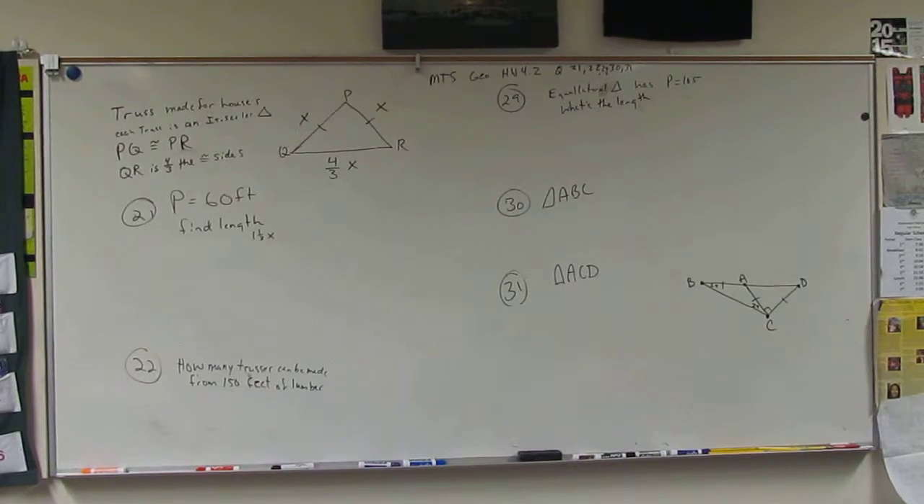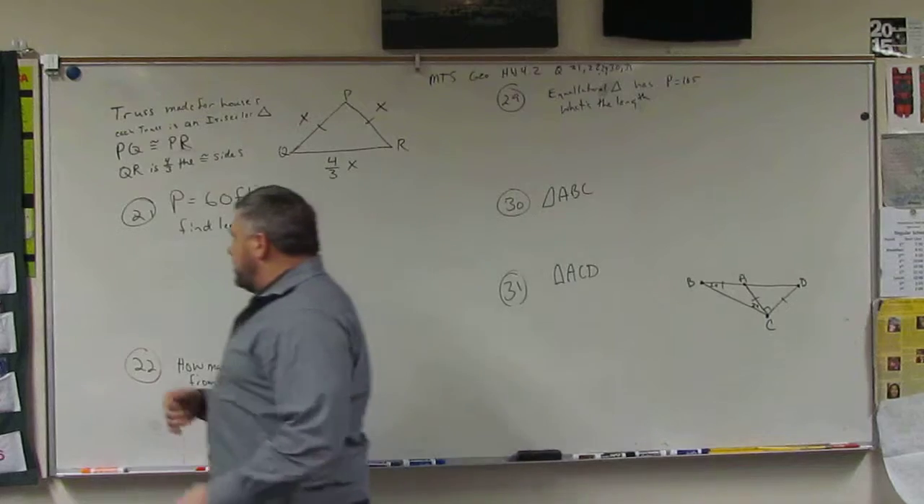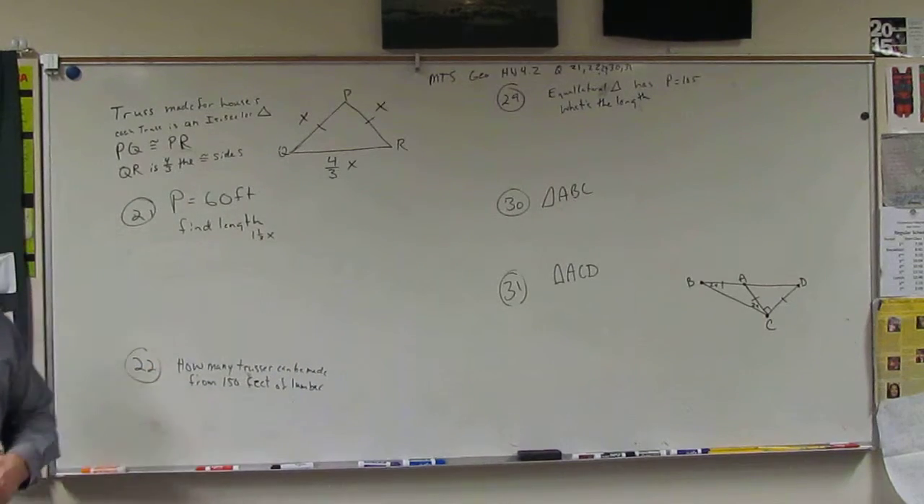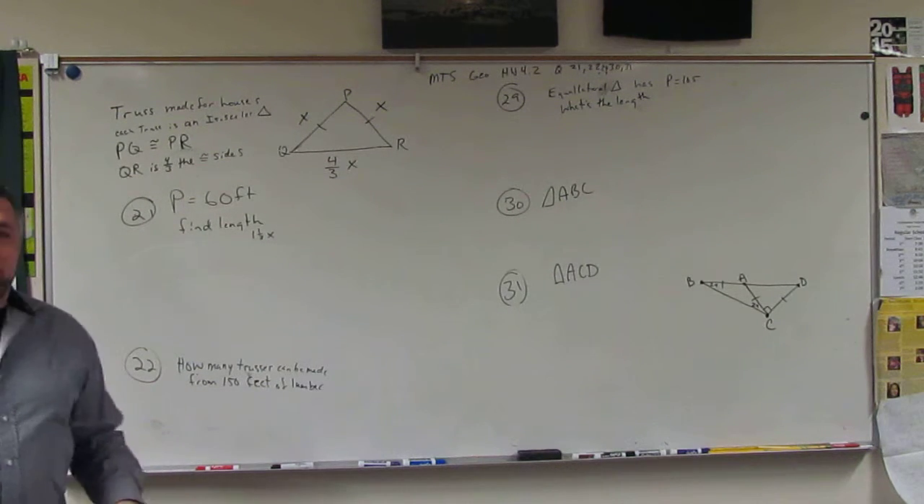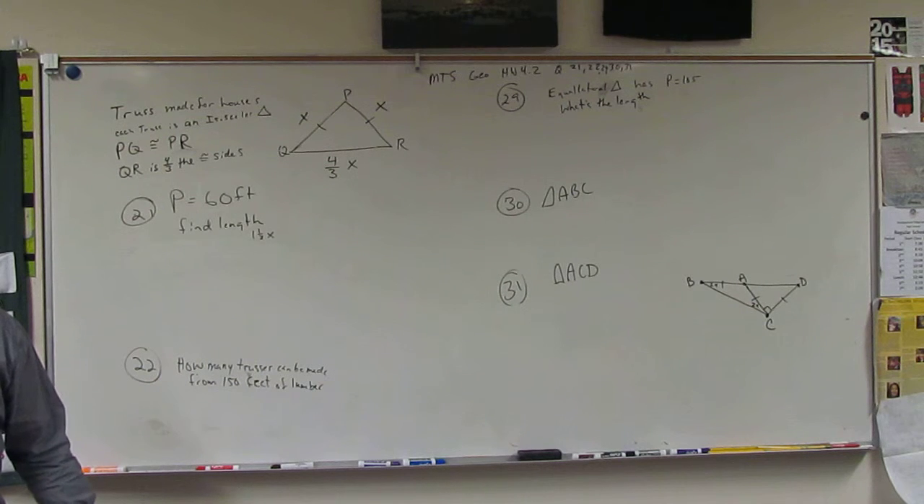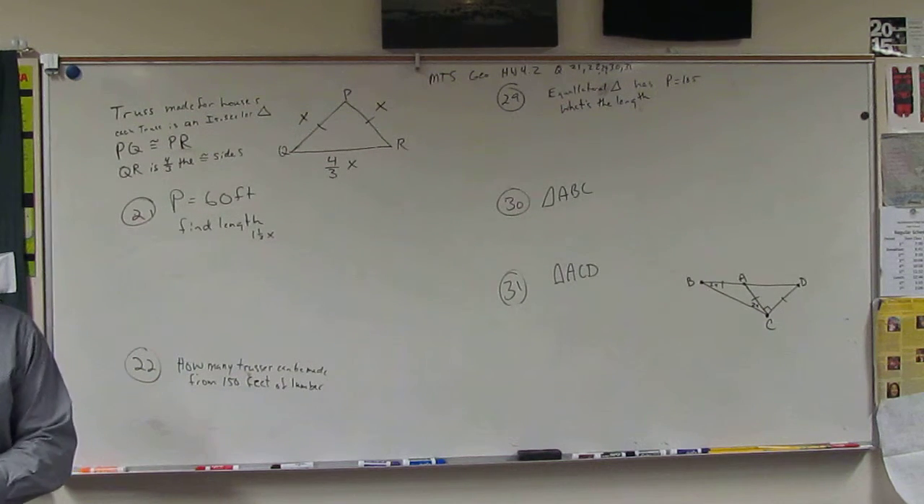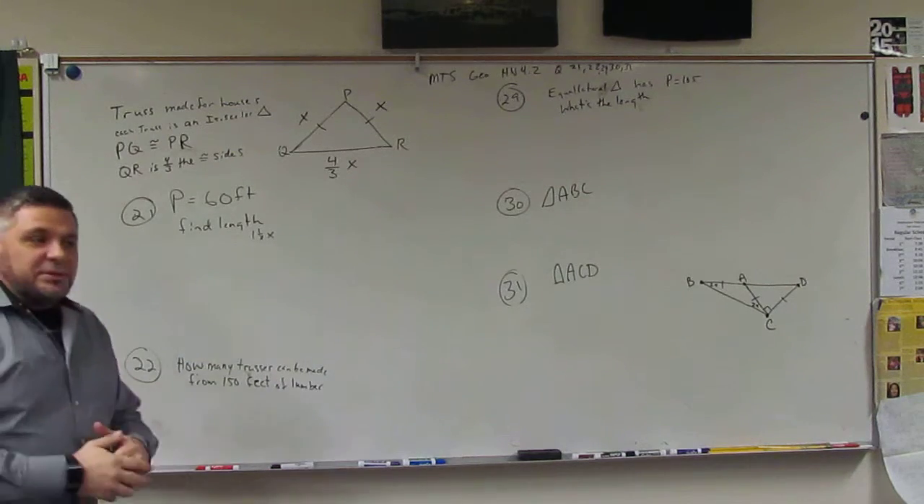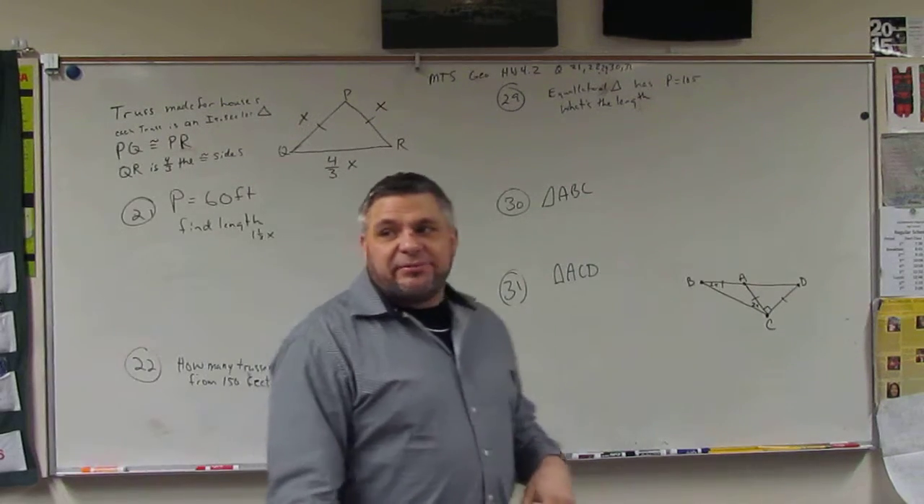Okay, 4.2. The last bit of 4.2. These are some pretty important problems because a lot of times they put real life problems on the state test. Life problems that have to deal with trusses, plywood boards, remodeling houses, making all sorts of things, zip lines and stuff like that.